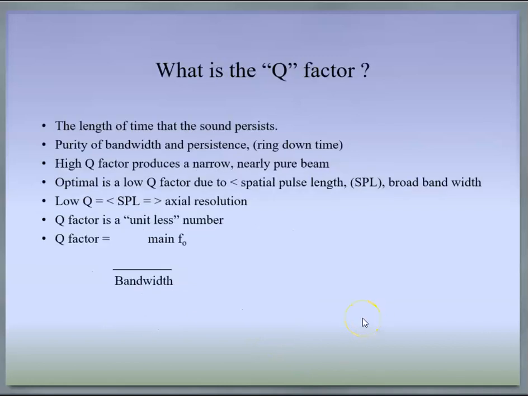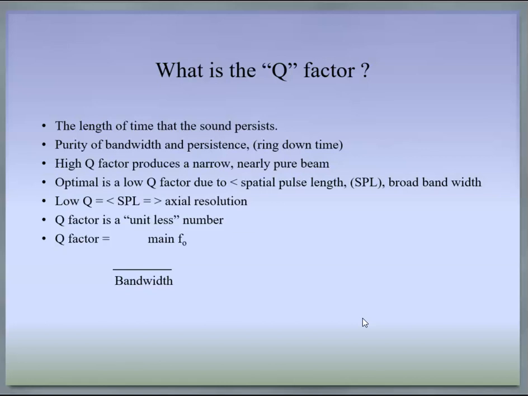So what is this Q factor? What is a low Q transducer? Okay. This is based on the length of time that the sound persists. Okay, so a long pulse will persist for a much longer period of time and will give you a very high Q factor. The purity of the bandwidth and persistence, the ring down time, determine the Q factor. So high Q factor is a very narrow frequency, nearly pure beam.